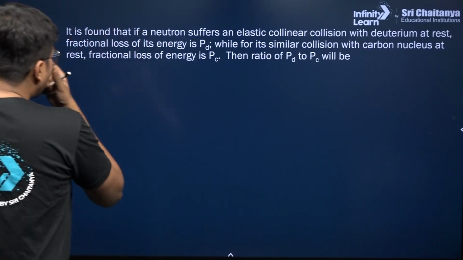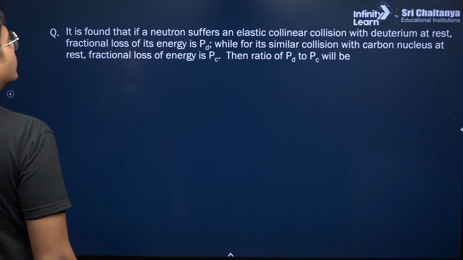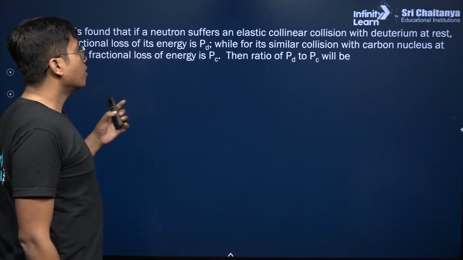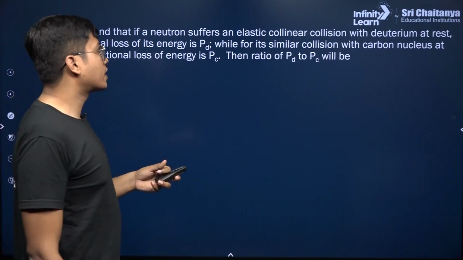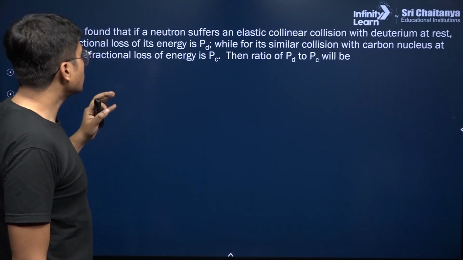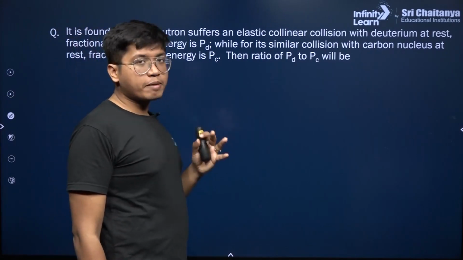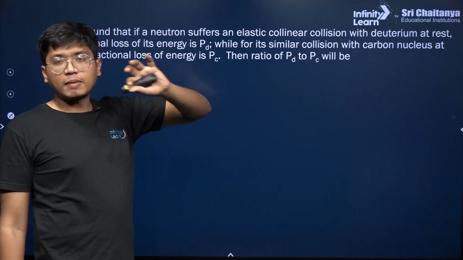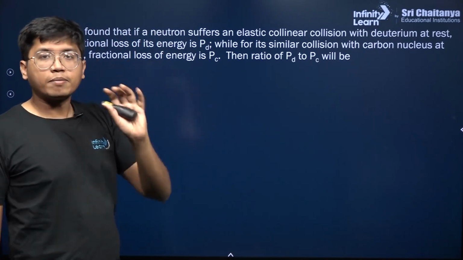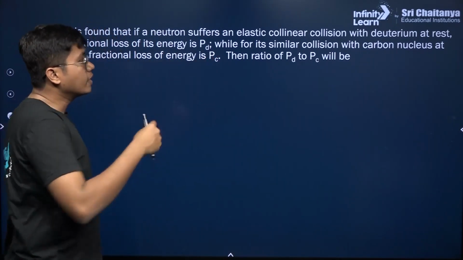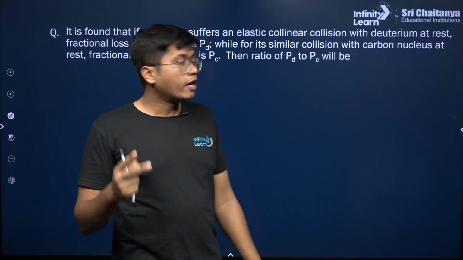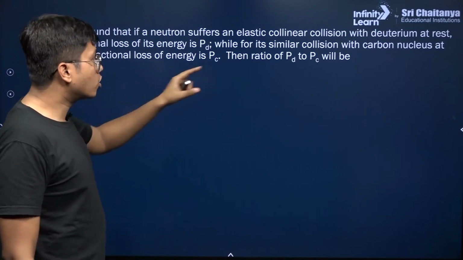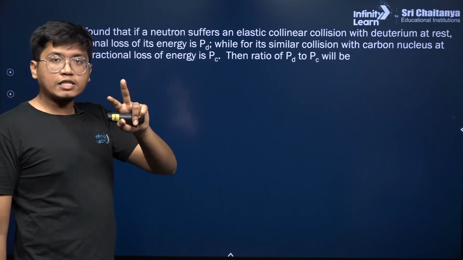Next question: it's found that if a neutron suffers an elastic collinear collision with deuterium at rest, the fractional loss of its energy is Pd, while for a similar collision with a carbon nucleus at rest, the fractional loss is Pc. The ratio of Pd by Pc is? So the neutron has a mass of Mn. Now deuterium has 2 of them, because deuterium is 2H1, so the mass number is 2.